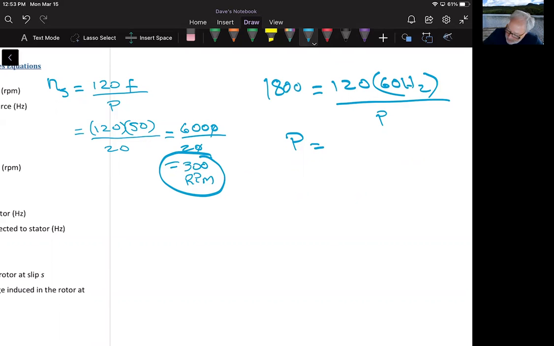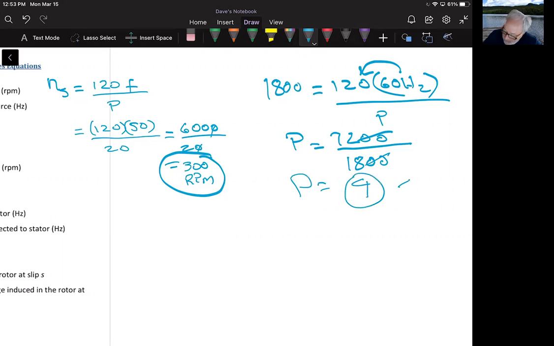60 times 120 is 7,200. This number comes up a lot, guys, because most of the time it's 60 hertz. So 60 hertz times 120 is going to give us 7,200. We're going to divide both sides by 1,800, and then 72 divided by 18 is going to give us 4. So this would be a 4-pole motor. So, those are the kind of calculations that you're going to do using equation number 1.